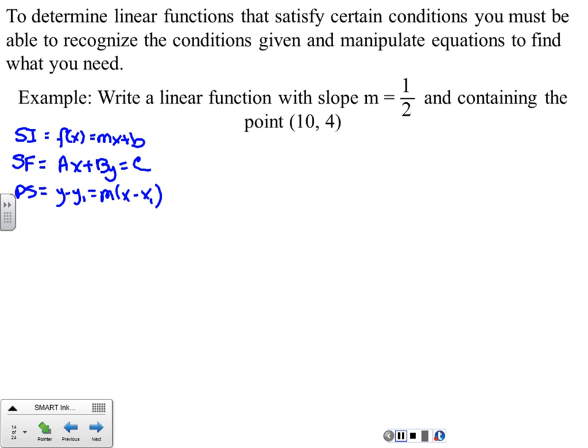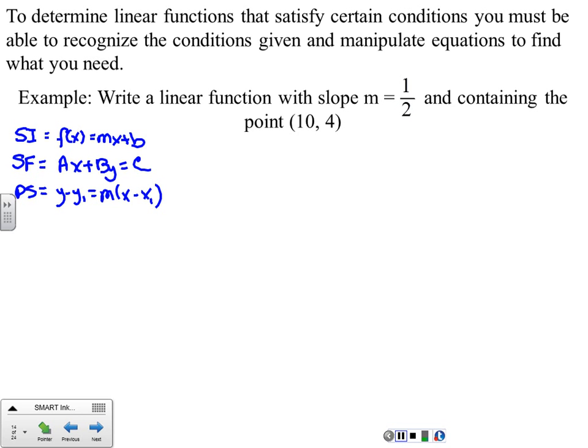Don't overthink it. I've given you a point and I've given you a slope. So I would write a linear equation using point slope. However, on the test it's going to say write your function in either standard form or slope-intercept form. Okay? So for this one, I want it in slope-intercept form.